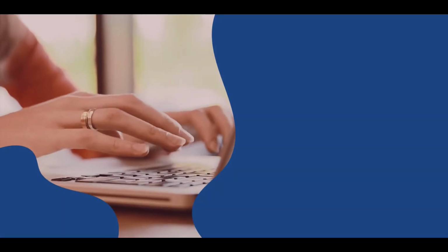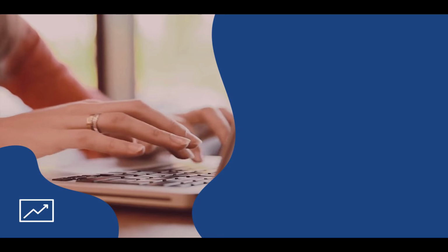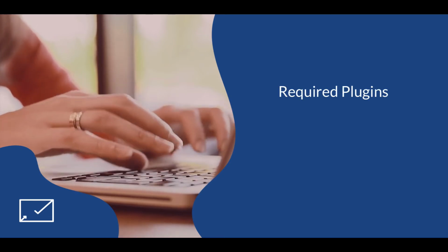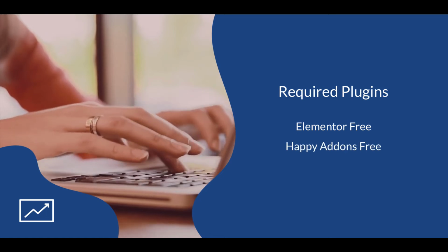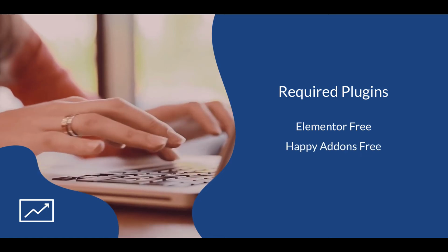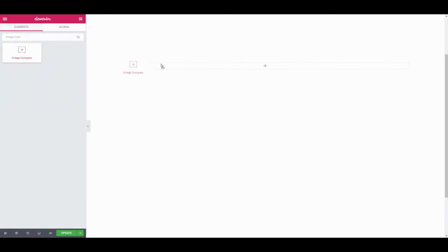But first, you need to install and activate these plugins: the free version of the Elementor plugin and the free version of the Happy Addons plugin. Now let's get started. Open the Elementor Editing panel. Add the widget from the left sidebar.